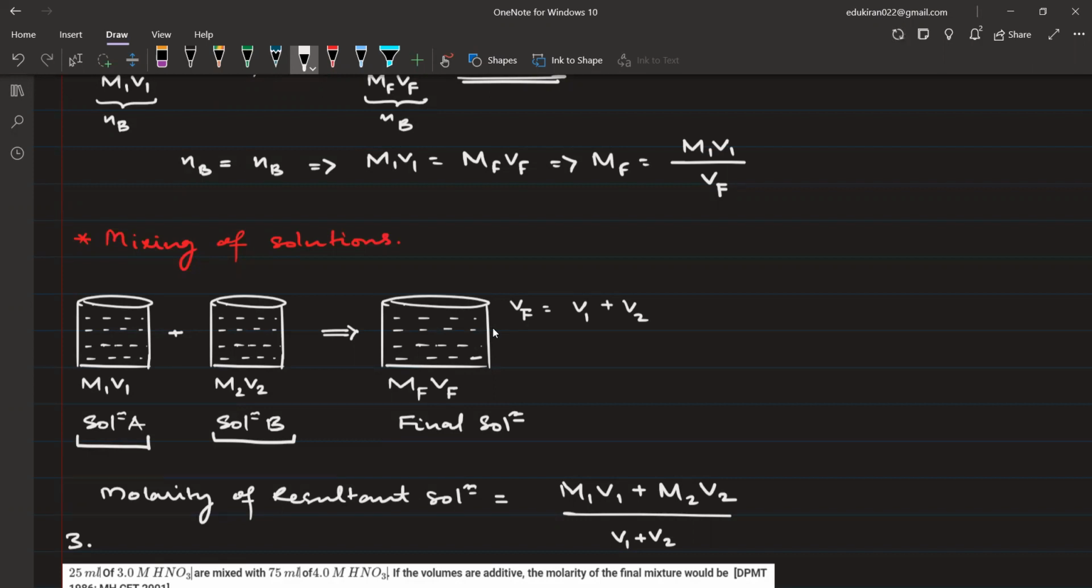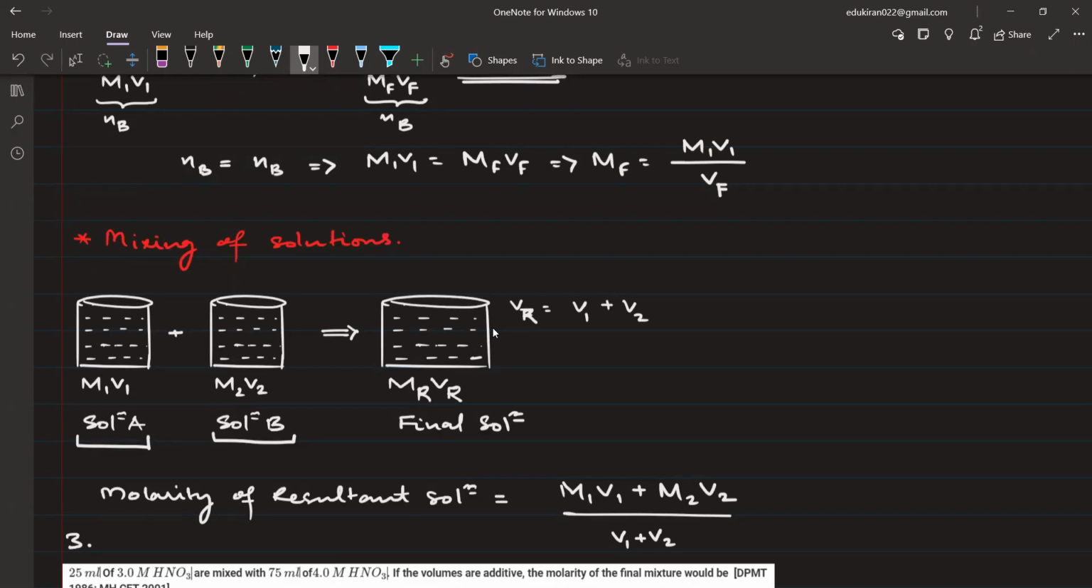If the solute is the same, then only you form a new solution and no reaction happens. If you have acid and base, then a reaction will happen, and that will not be mixing of solutions. Once you mix M1V1 and M2V2, you get M final and V final, or MR and VR, the resultant molarity and the resultant volume. VR is simple: V1 plus V2. We had volume 1 and volume 2, you added both of them, you get V1 plus V2.